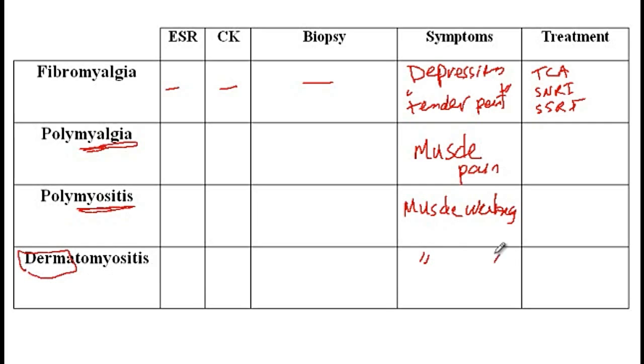So there is muscle weakness along with the heliotrope rash, malar rash, as well as Gottron papules. Now for polymyalgia, only ESR is elevated, but the creatine kinase and the biopsy are normal. And generally, treatment for these patients is low-dose corticosteroids.